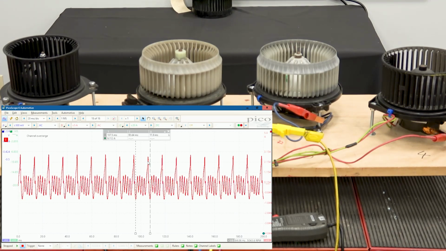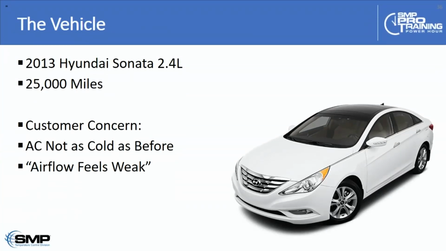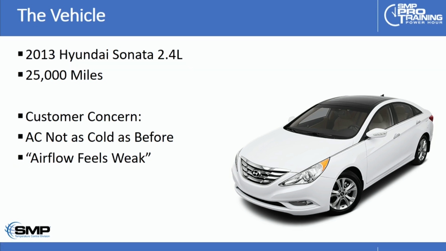So let's go back to our presentation. Here is a quick airflow case study. It's a 2013 Hyundai Sonata with very low miles, 25,000 miles. The customer says that the air conditioning is not as cold as it used to be, and the airflow from the ducts in the dash feels weak. They say it's not as strong as it used to be.